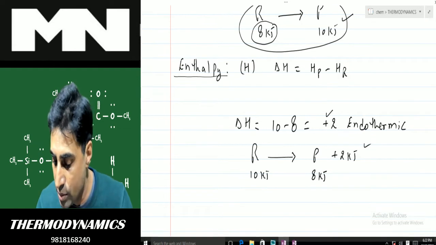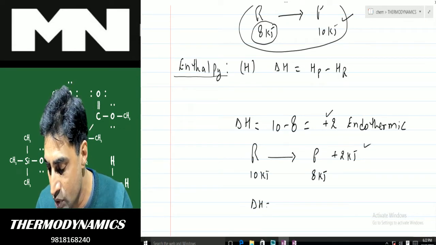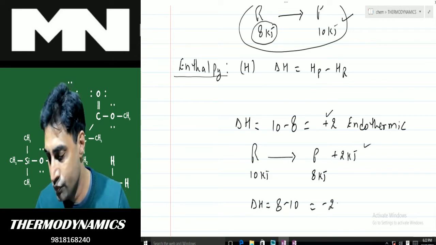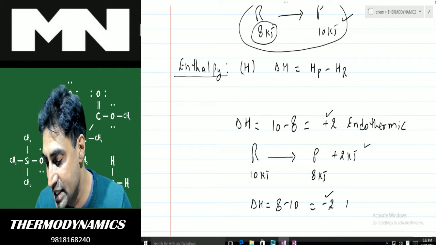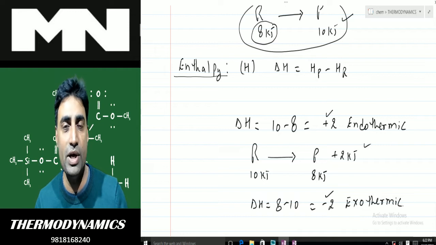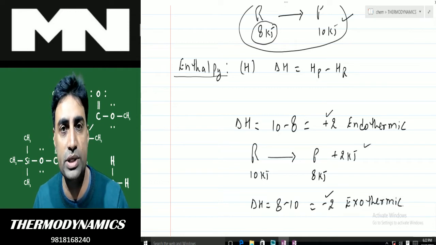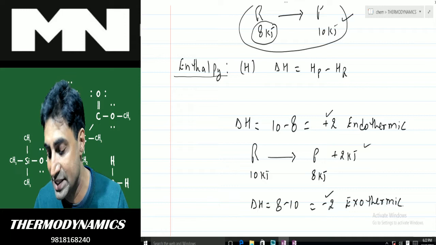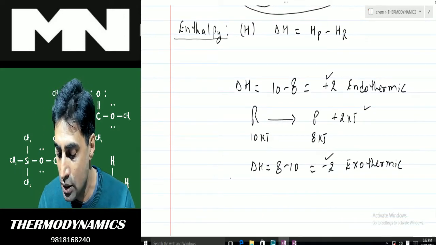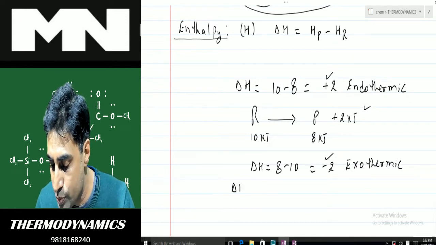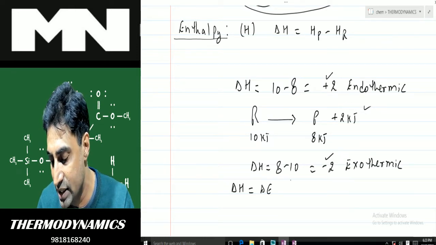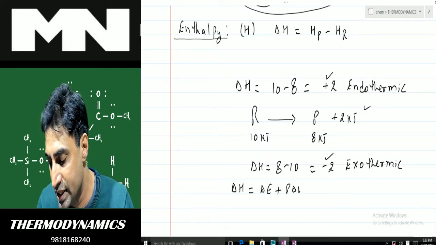Now we'll use the same formula, that is delta H is equal to 8 minus 10. The answer comes out to be minus 2. Minus sign in this case indicates that it is exothermic. So whenever a reaction is endothermic, its sign is positive, and whenever a reaction is exothermic, its sign is negative. So negative sign indicates that it is exothermic reaction. Well, here I'll give you a general expression. You have to remember it as such. That is delta H is equal to delta E plus P delta V.